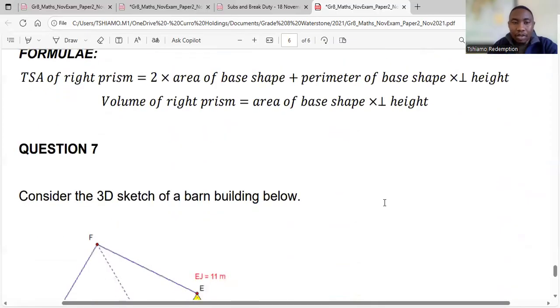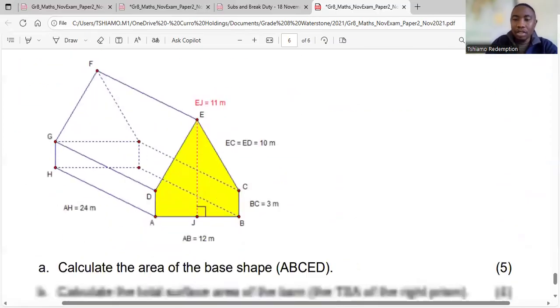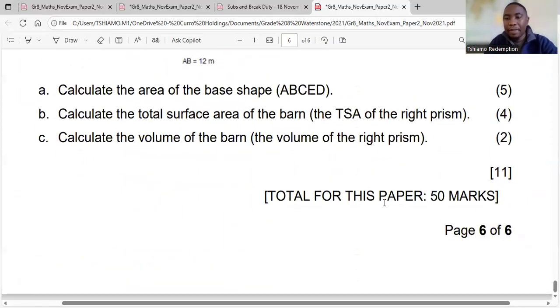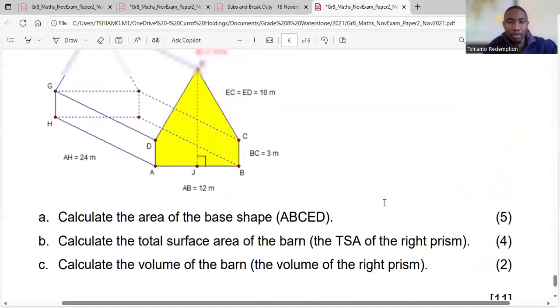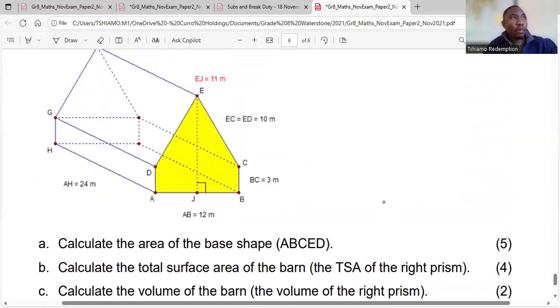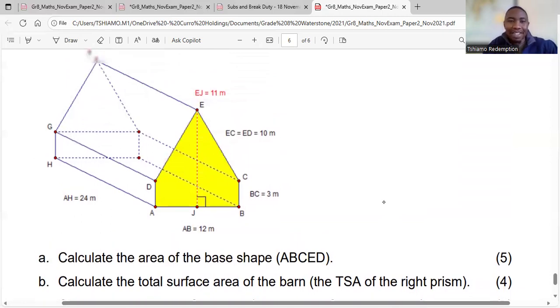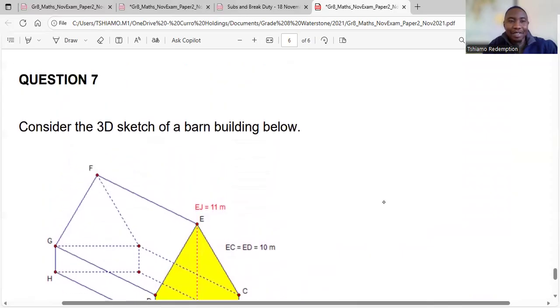All right, moving along. Last question. 50 marks. It was a good paper. Wonderful. Okay, let's go through the question.